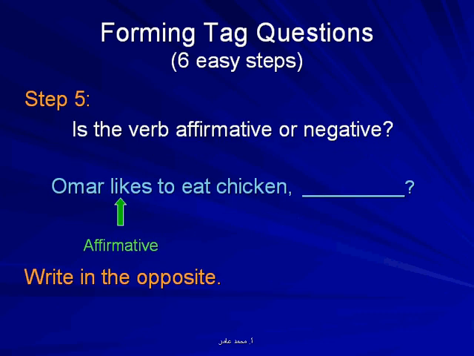Step 5. Is the verb affirmative or negative? Omar likes to eat chicken. It's affirmative. Write the opposite. If it's affirmative, you write it negative. Like this: doesn't, not does, doesn't.